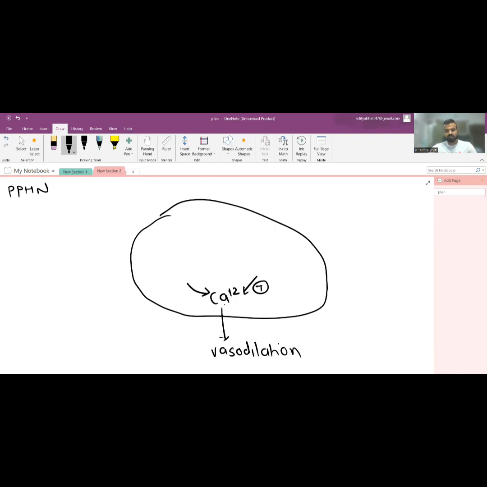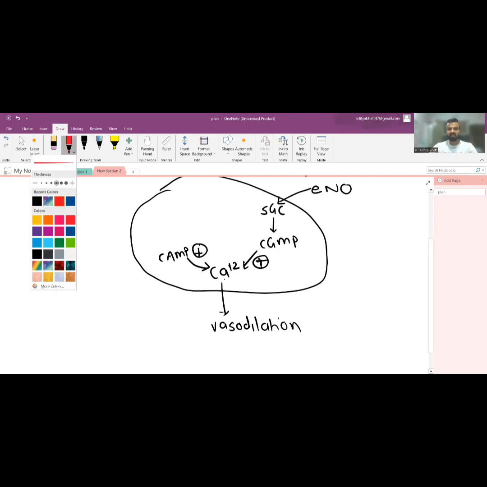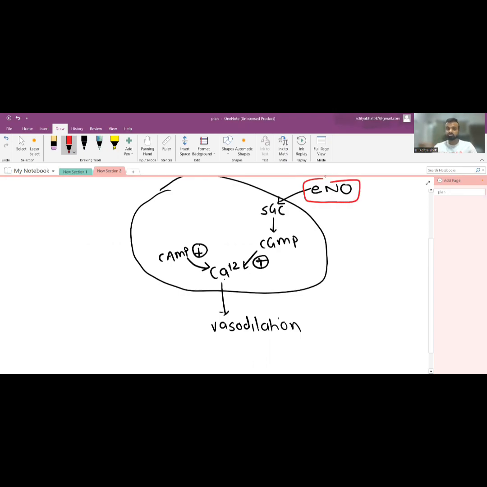The calcium synthesis can be increased via two prominent pathways. One is due to the stimulation of cyclic GMP, and the second is due to the stimulation of cyclic AMP. These are the two molecules that are very important in the synthesis of calcium to cause vasodilation. Now, cyclic GMP is synthesized from the soluble guanylate cyclase receptor, which is in turn stimulated by endothelial nitric oxide. So our first drug for PPHN is endothelial nitric oxide, or exogenously given nitric oxide.